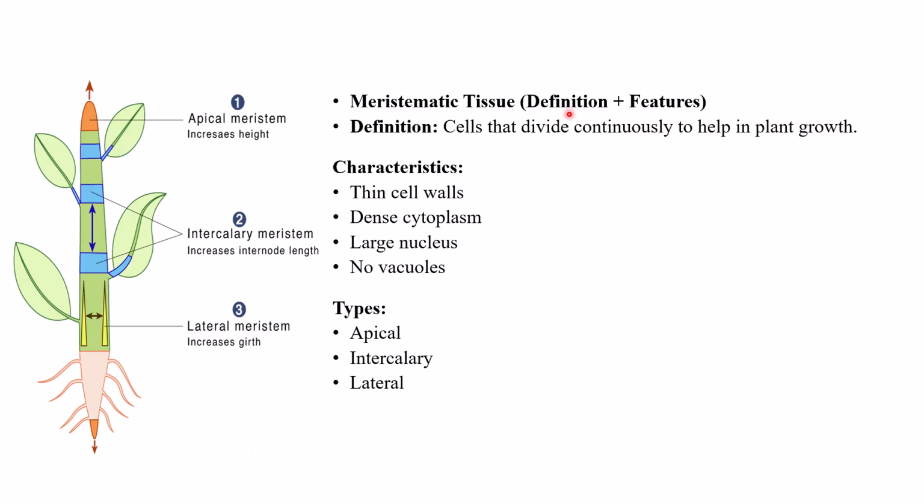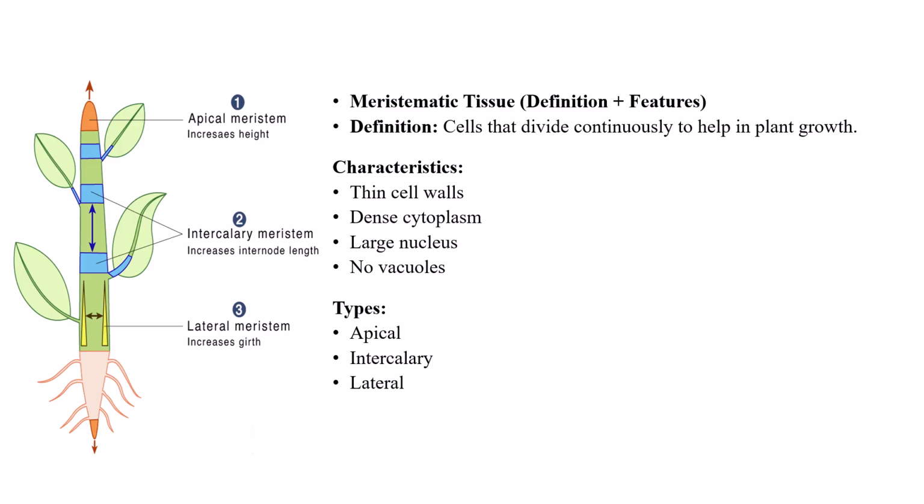Meristematic tissue. So here we'll see about the definition and its features. So let's move towards this definition. Cells that divide continuously to help in plant growth are called meristematic tissue. They divide rapidly and help the plant to grow. What are the characteristics? They have thin cell walls, dense cytoplasm, large nucleus and no vacuoles, as we have discussed in the earlier differentiation table.